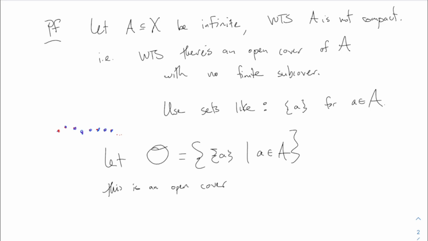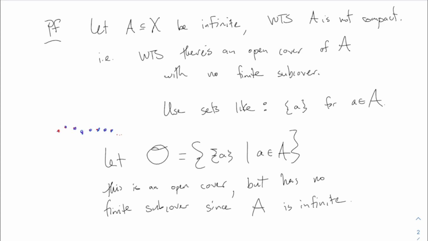So this is an open cover, but has no finite subcover since A is infinite. You're covering it by one point at a time, so you're going to have to use infinitely many of them. All right, great. So in the discrete topology, infinite sets are not compact. Finite sets are compact. That's true all the time.